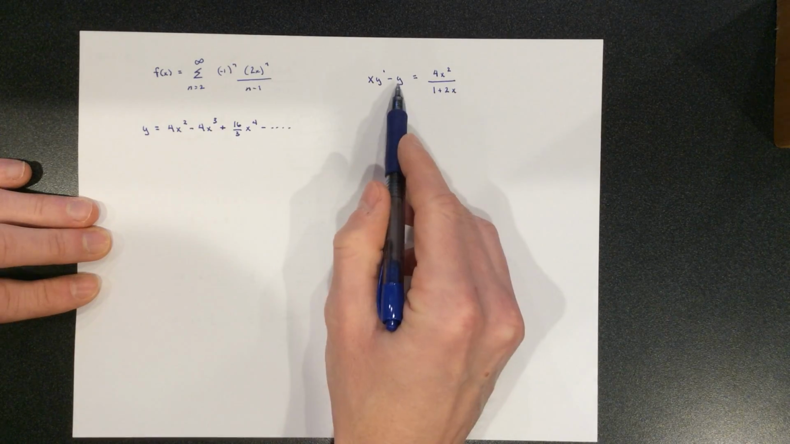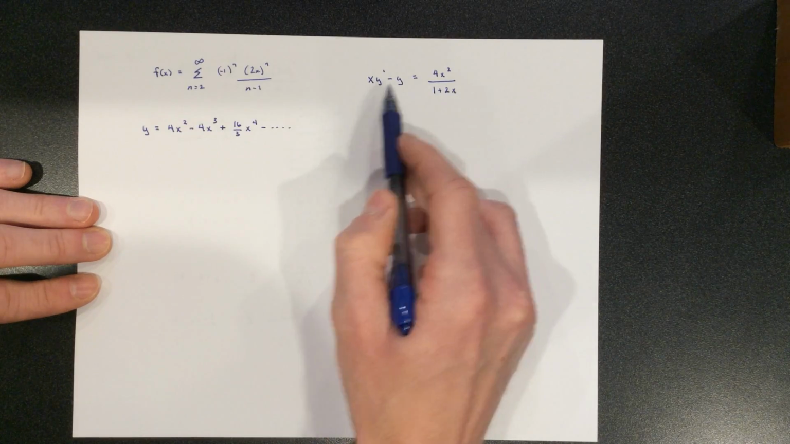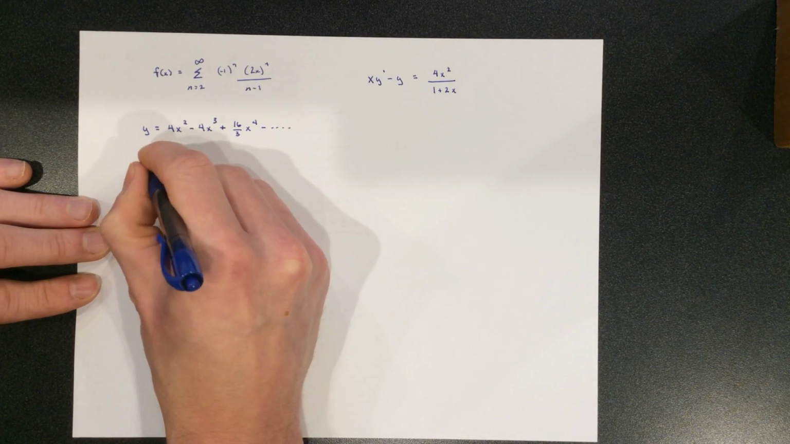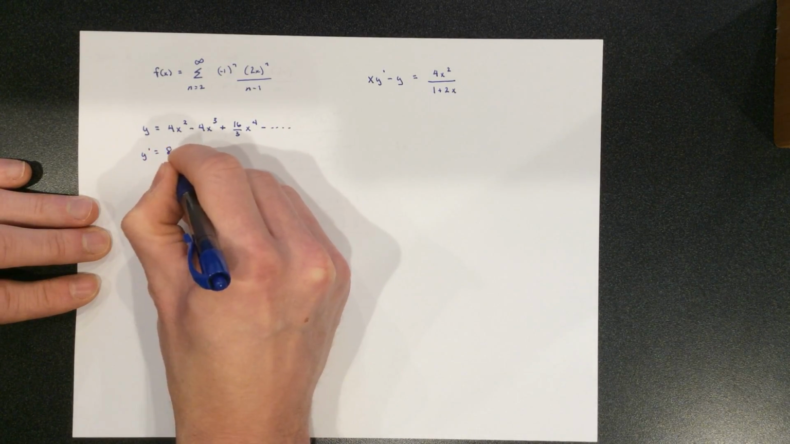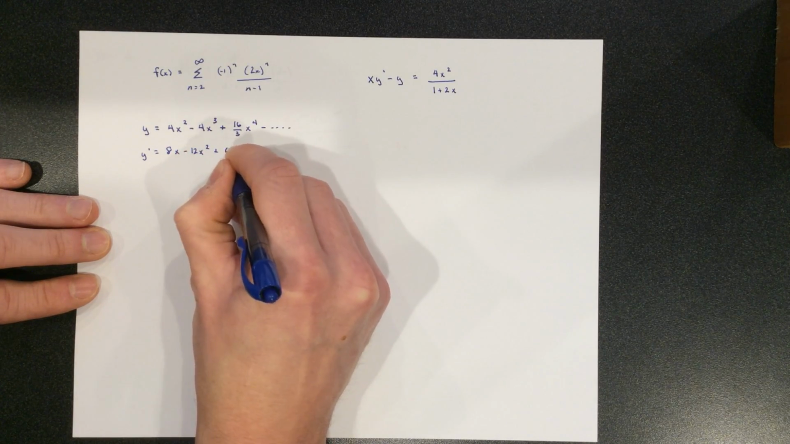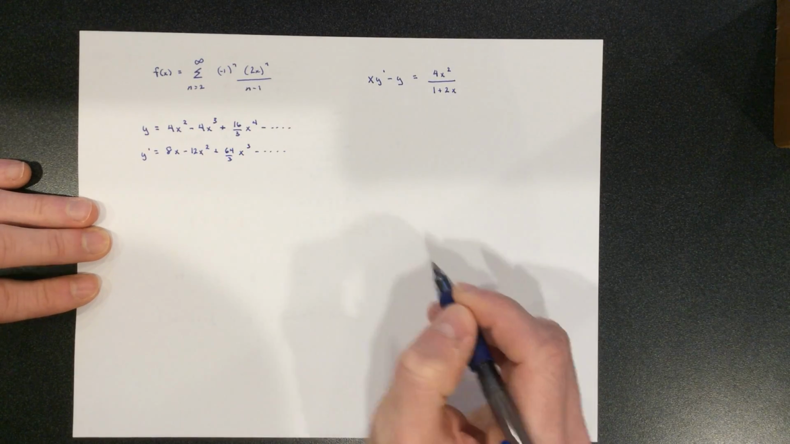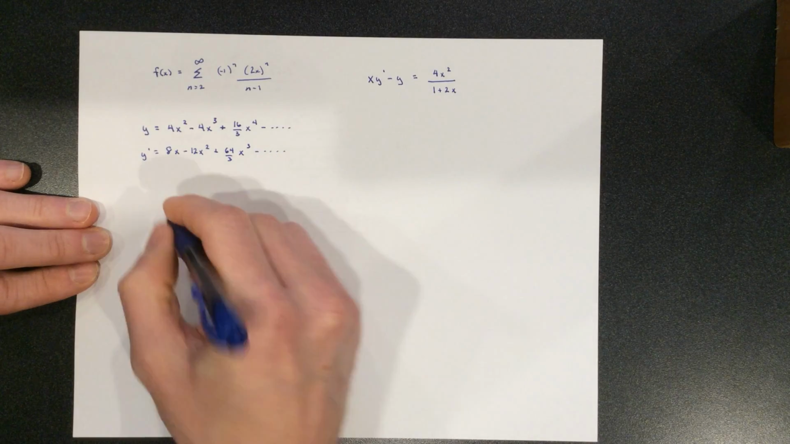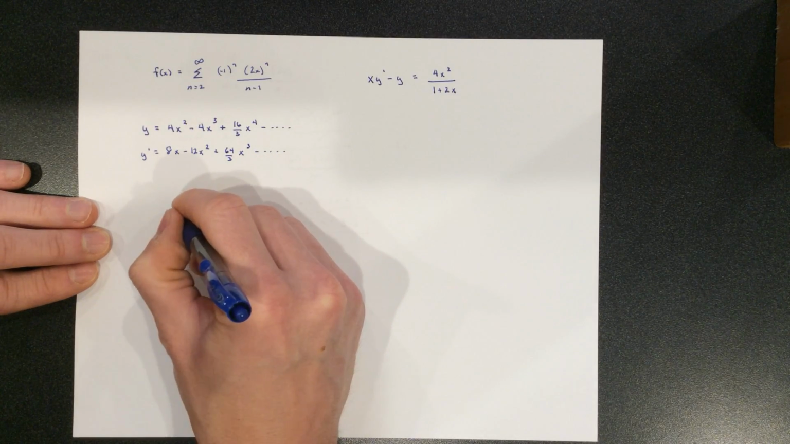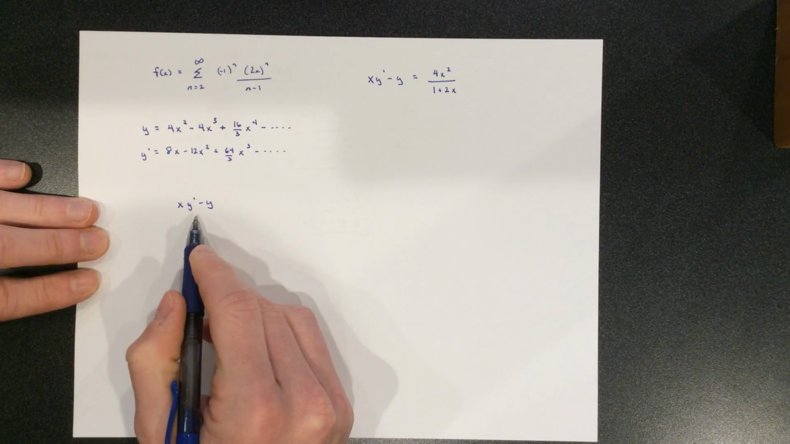Okay? And if I'm interested in looking at this, I need to know y, which I now know, and I know y prime. So let's take the derivative. That's 8x minus 12x squared plus 64 thirds x cubed minus blah, blah, blah. And now let's just do what this says. This says take x times y prime minus y. That's what we're working with here, okay?